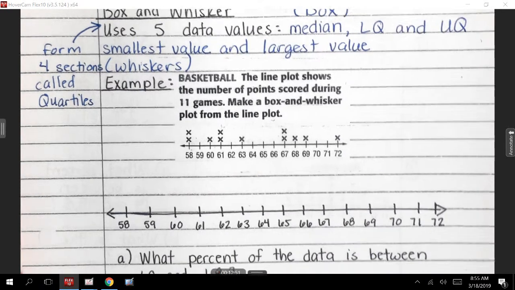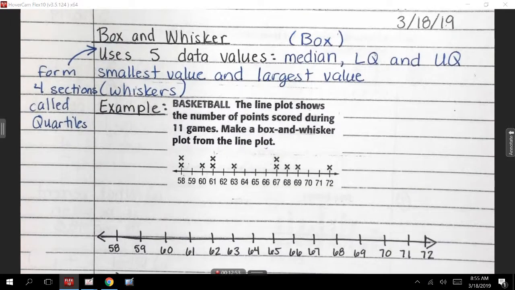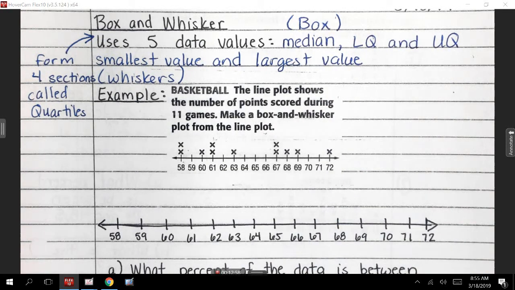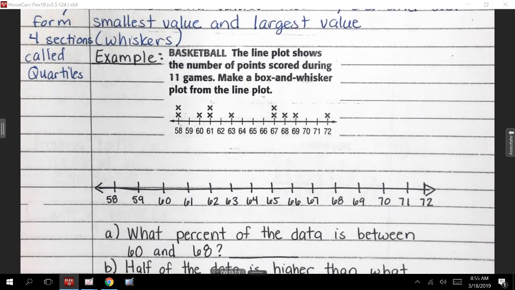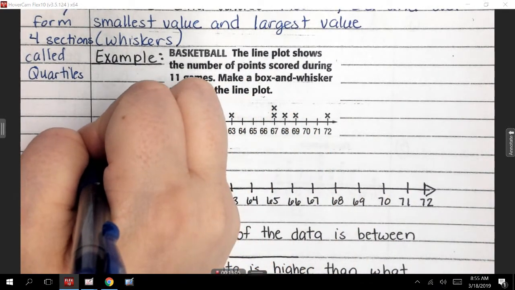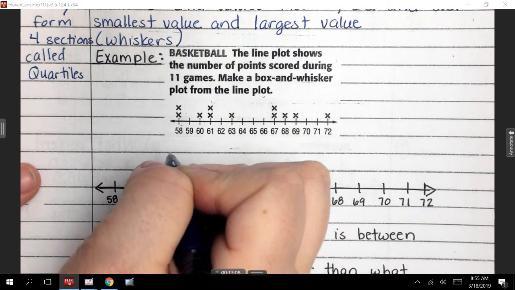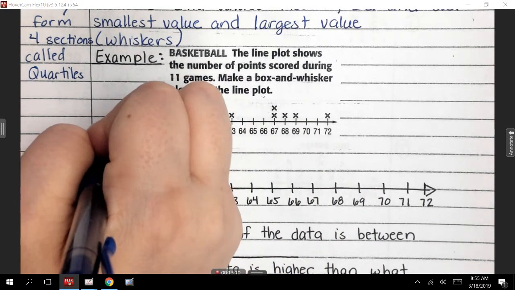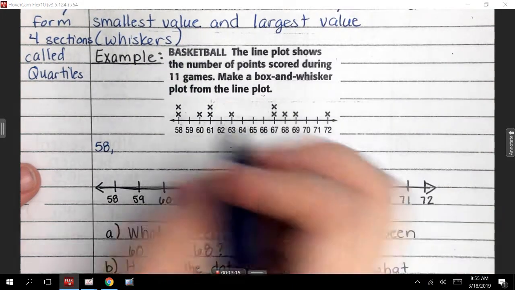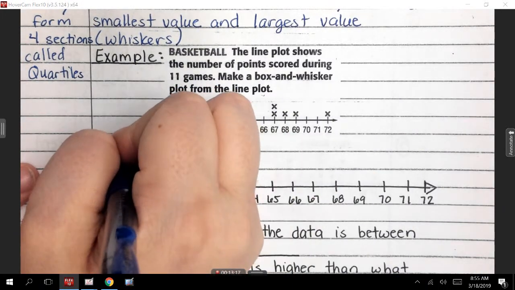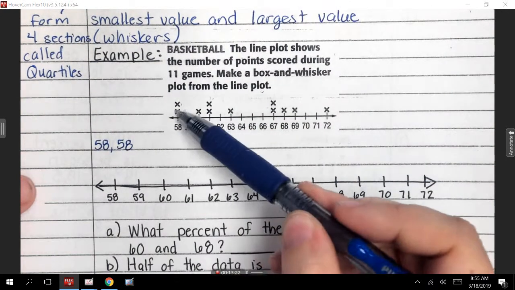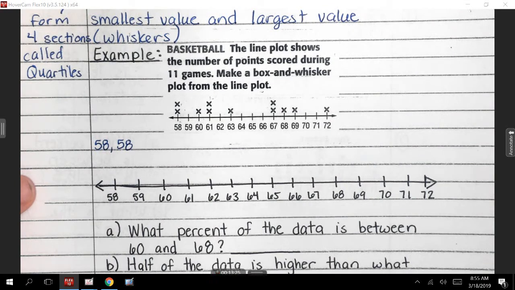All right. So the first thing I'm going to do, because I need to be able to find the median, the LQ, and the UQ, is I'm going to list those numbers out in order. So let's list those numbers out. I'm going to just list them right below. What's the first number? 58. The first number on my list. So 58, after 58 I have another 58 because there were 2 X's there. So I have 58 and 58. Are we okay with that?